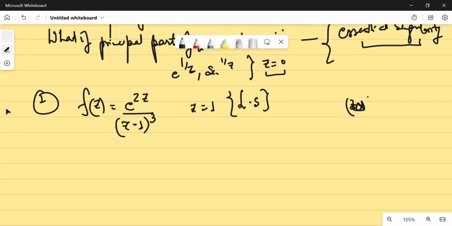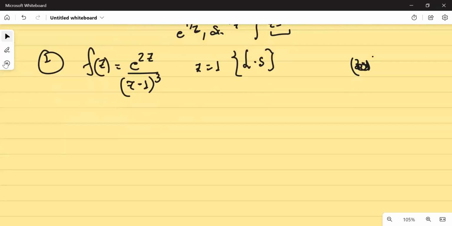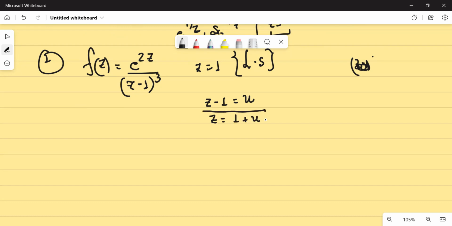So how would you go about this question? I'll tell you. Since you can write a series representation for e to the power z, the only problem is this. So just do one thing: write z minus 1 as some u. Any issues about it? That would tell you that z is equal to 1 plus u. If z can be written as 1 plus u, then your f of z is equal to e raised to power 2 plus 2u, sorry, 2 plus 2u, if I'm not wrong.